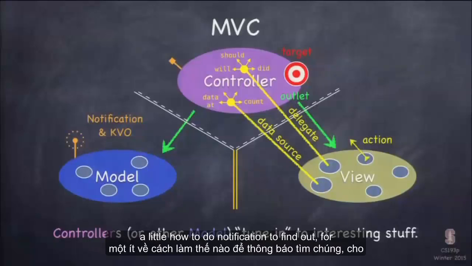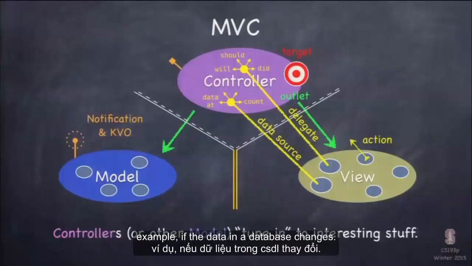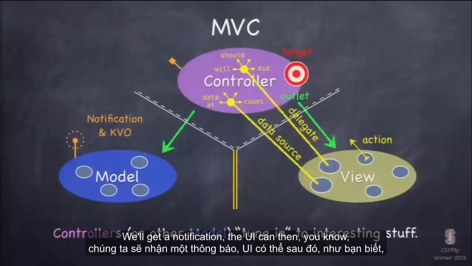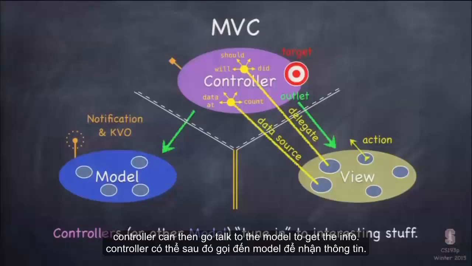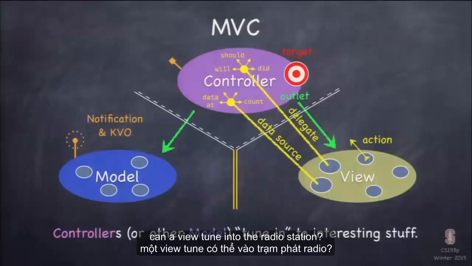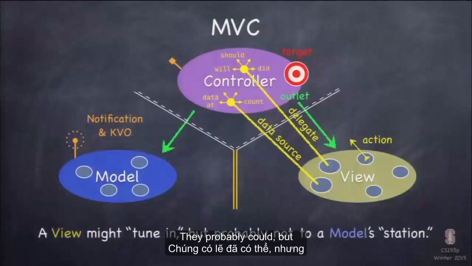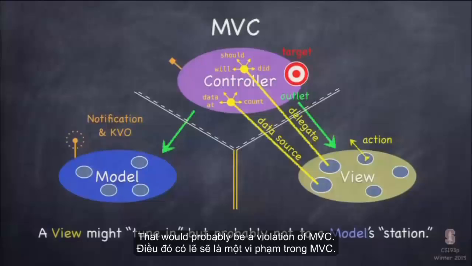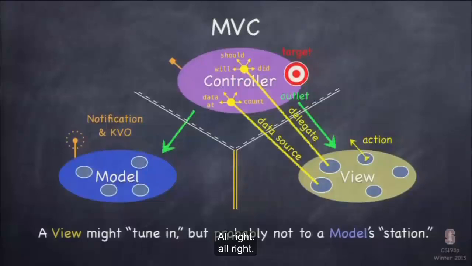Towards the end of the quarter, we'll start seeing how to do notification to find out, for example, if the data in a database changes. We'll get a notification. The controller can then go talk to the model to get the new info. Some people have asked, can a view tune into the radio station? They probably could, but you probably wouldn't want to do that. That would probably be a violation of MVC.